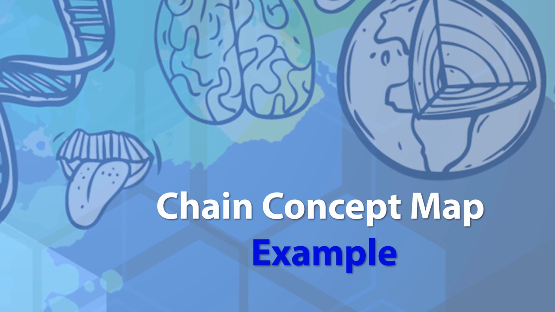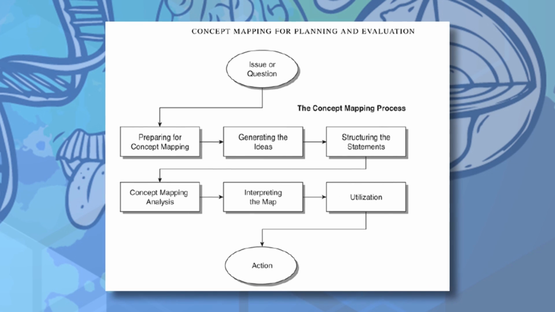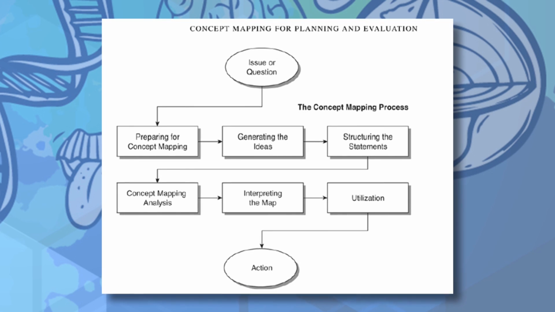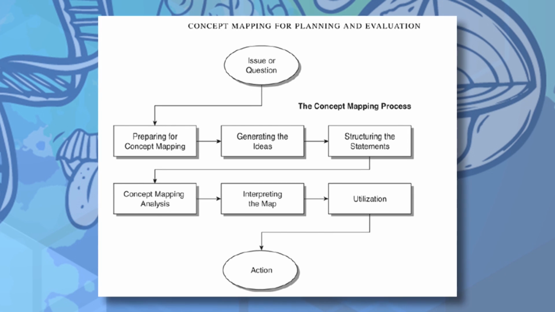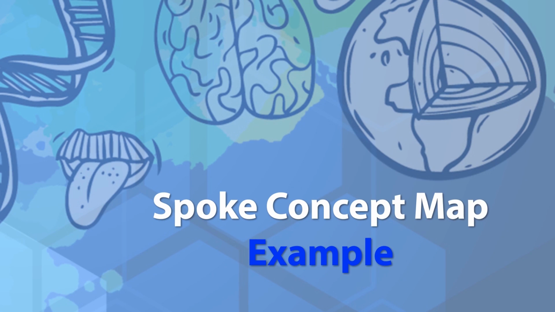Say a chain concept map. This is a concept map for planning and evaluation. So we start with the issue or question, then preparing for the concept map. This is basically trying to explain how a concept map is made. Then generating the ideas, structuring the statements. Then comes the concept mapping analysis, then interpreting the map, utilization and action. So this is a very good example of a concept map on how to use concept maps for planning and evaluation. Let us go back and see an example of a spoke kind of concept map.